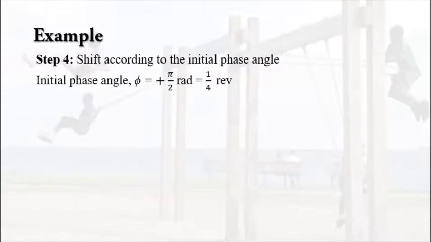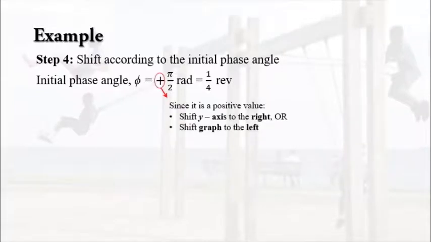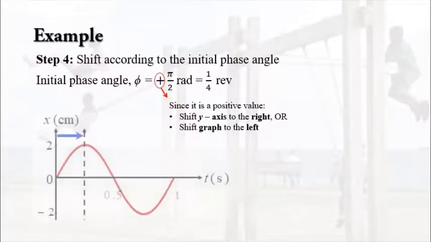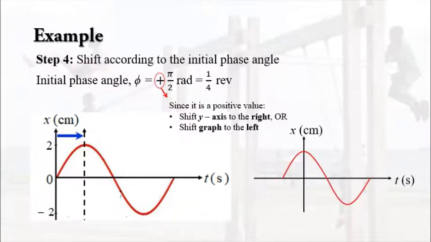So according to this question, the initial phase angle given is positive pi over 2 radian, which equals 1 over 4 revolutions. Since this is a positive initial phase angle, you can decide whether you want to shift the y-axis to the right or shift the graph to the left. Personally, I like to shift the y-axis, because positive means right-hand side and negative means left-hand side. The concept is the same as in vectors. So I shift the y-axis to the right, and I get a graph like this.